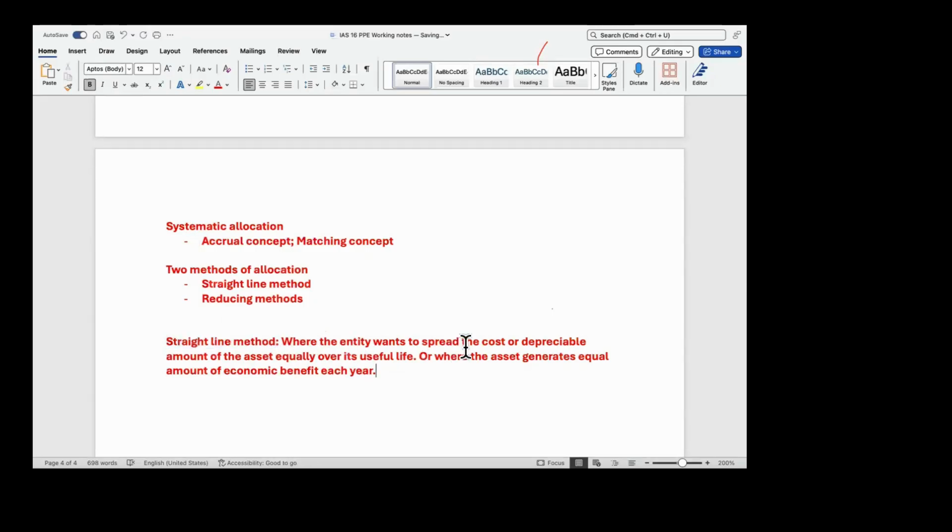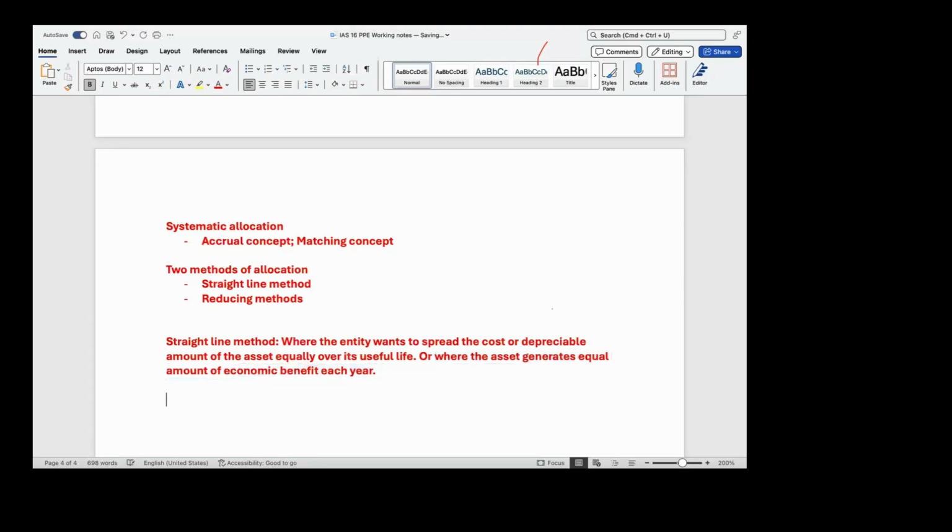Either where the entity wants to spread the cost, they just want to spread it. It's just a decision now. We just want to make this easy for ourselves, which is what most companies do anyway. They will just say, okay, let's do it over 5 years, or over 10 years, whatever it is they want to do. However, the right way is actually to look at the pattern of economic benefits from the asset. If it's an asset that is generating an equal amount of benefits every year, then you should use the straight line method.